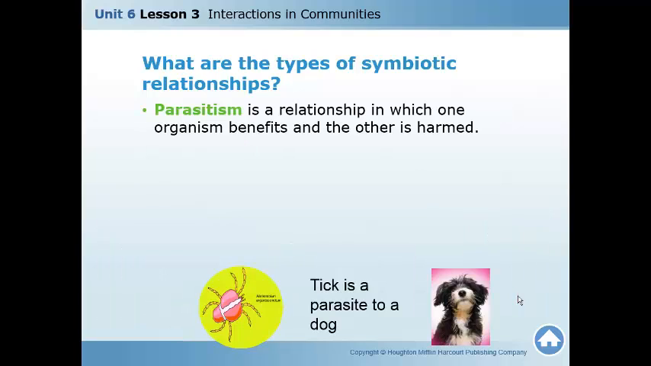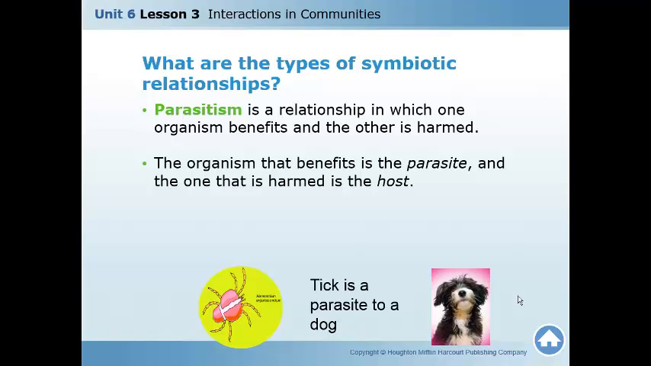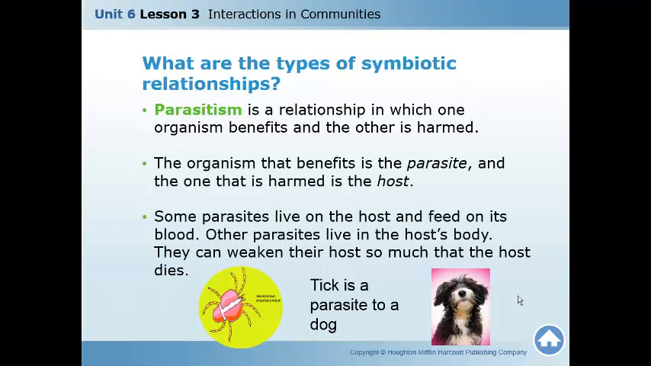Parasitism is a symbiotic relationship where one organism benefits and the other is harmed. So the organism that benefits is called the parasite, and the one that's harmed is called the host. Some parasites live on the host and feed on its blood. Other parasites live in the host body. They can weaken their host so much that the host dies, which is a bad thing for the parasite because then they have to go find a new host or die themselves. A tick on a dog is a parasitic relationship. The tick is the parasite and the dog is the host. The dog is harmed and the tick is helped.